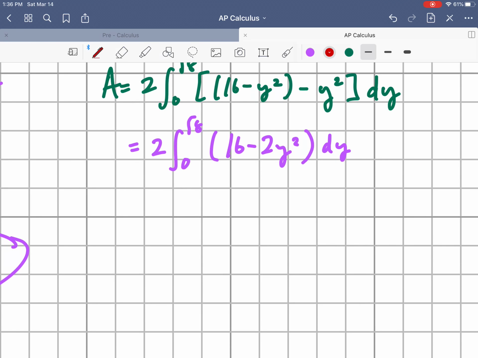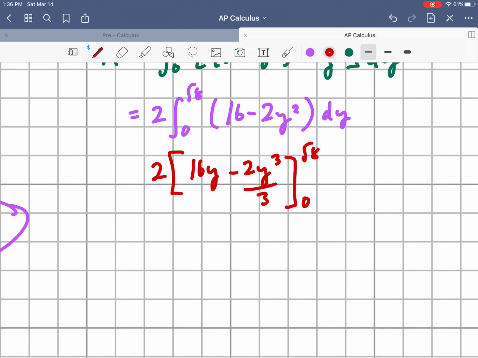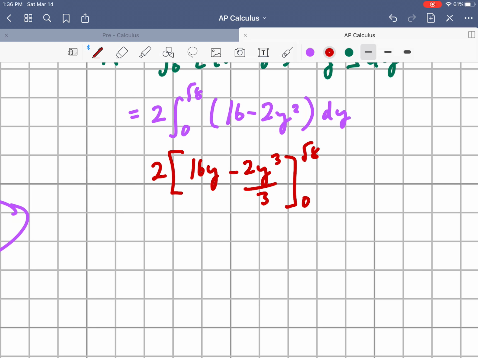Now we are ready to integrate. So 2 times the antiderivative of 16 with respect to y, which is 16y minus 2y cubed over 3. We're going to integrate from 0 to square root of 8. Now, if I plug in a 0, I'm going to get 0, so I'm going to ignore it for now. So just the square root of 8. So 2 times 16 times square root of 8 minus 2 times square root of 8 cubed over 3.